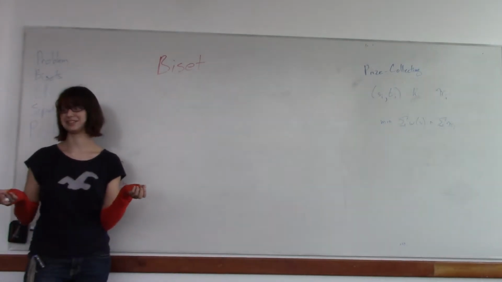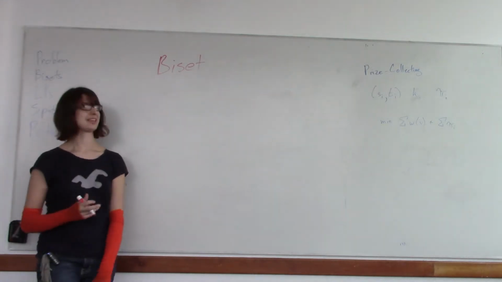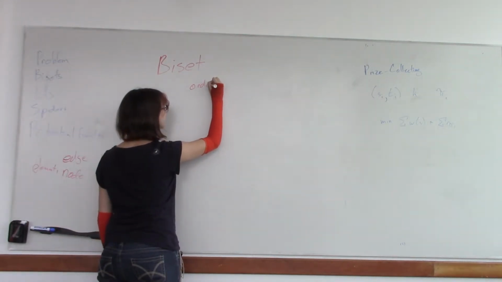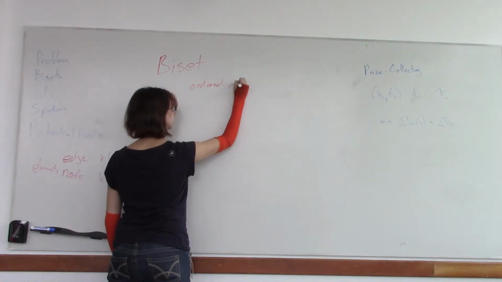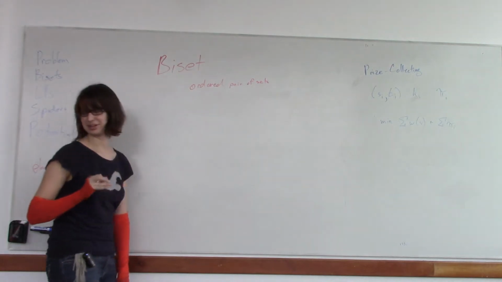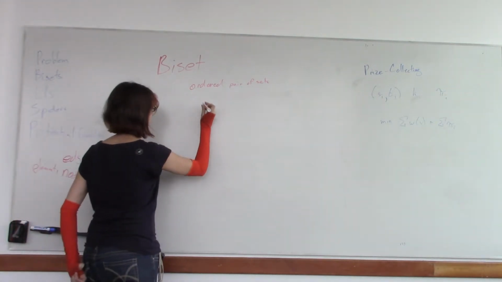Okay, so what is a biset? A biset is an ordered pair of two sets. Okay, moving on. So, we got LPs now? Not quite. I'm going to have to define a little bit of terminology.